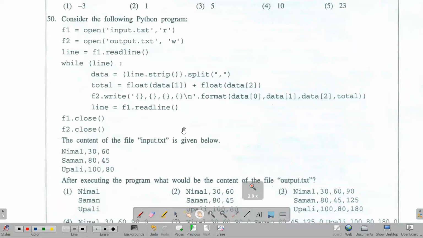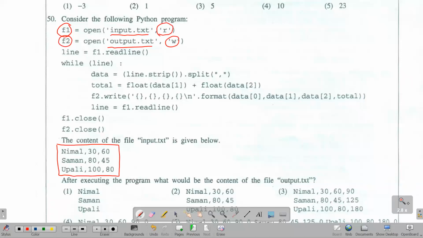All right, so let me walk you through this again. We created F1 object to open the input.txt. This is the input.txt, and it is open only for reading. We create a F2 to open the output.txt only for writing. They haven't given any output.txt over here, so let's guess output.txt is created somewhere over here. Let's say it's the very same place.